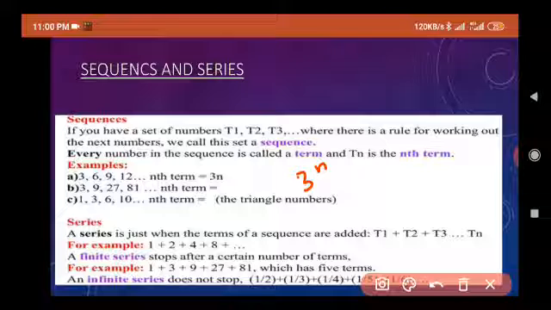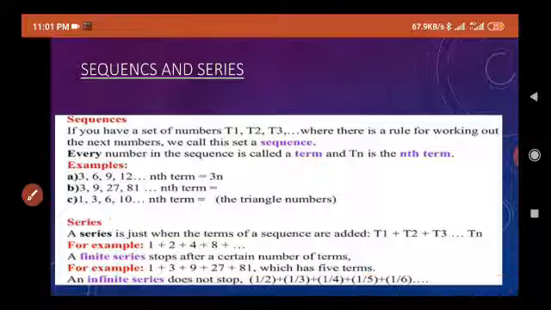The next is series. What is a series? A series is just when the terms of a sequence are added, like T1 plus T2 plus T3. So if all the terms of a sequence are added together, then it forms a series.